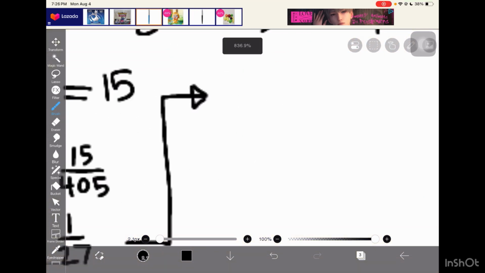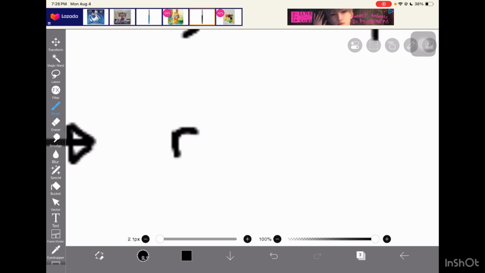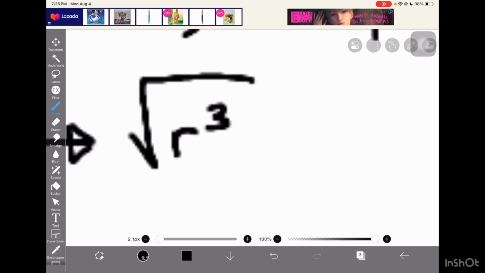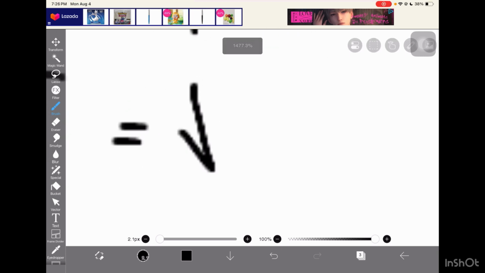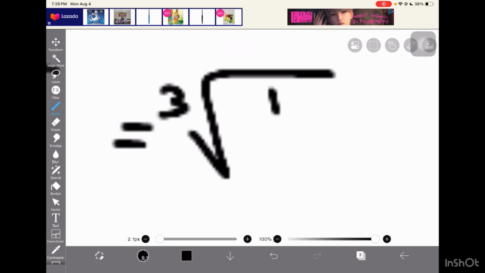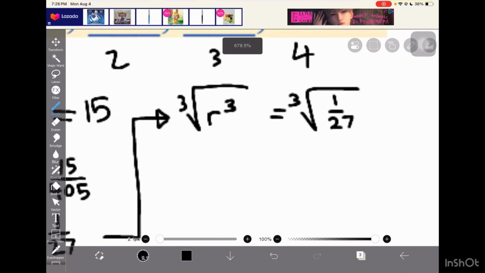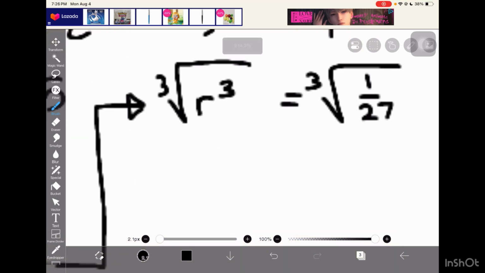But let's carry it over here. Since we want r, we're going to have to cube root it. So cube root of 1 over 27. Put this in your calculator: cube root of 1 over 27.